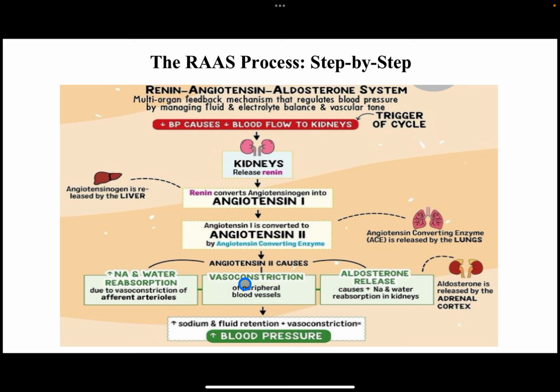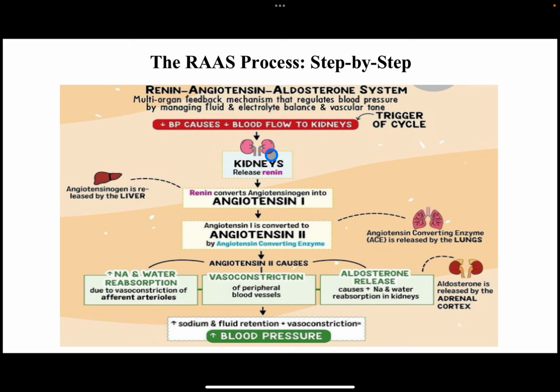Apart from that, this angiotensin 2 also stimulates sympathetic activation. And once the sympathetic system is activated, vasoconstriction will occur in the peripheral blood vessels. So the peripheral blood vessels will constrict. So the increase in blood sodium levels coupled with the fluid retention, plus the vasoconstriction, all would lead to an increase in blood pressure. This mechanism is what we call the renin-angiotensin-aldosterone system.